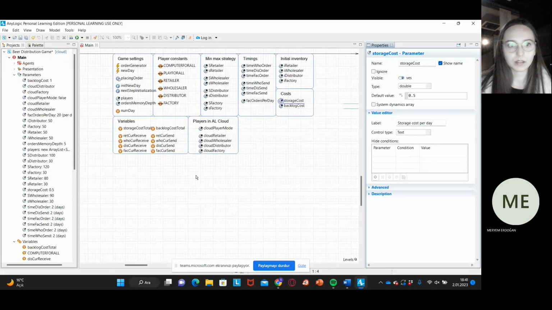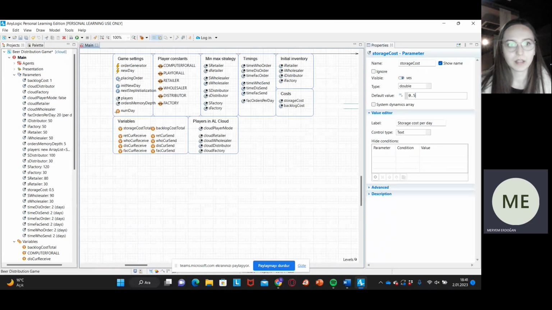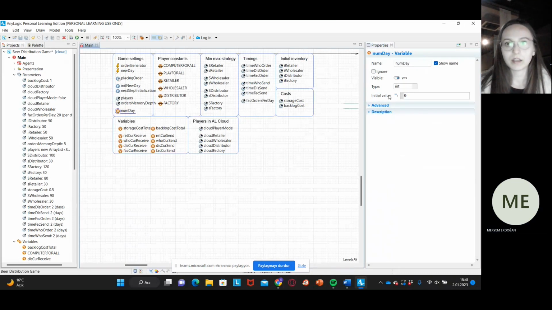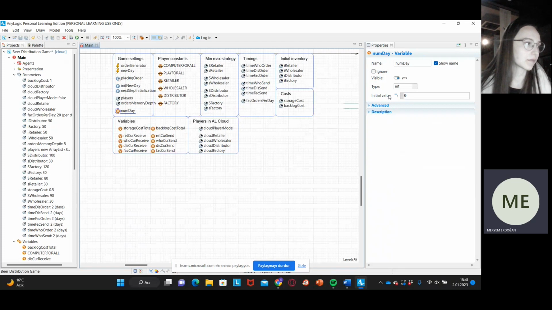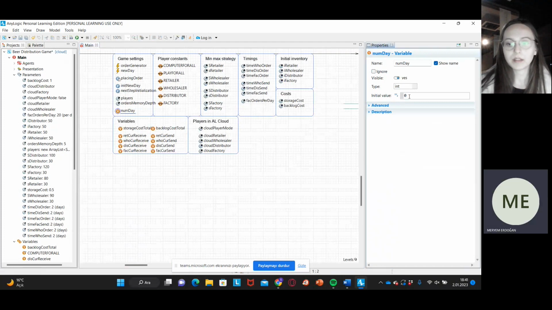The second change which I made is NumDay. This is in the game settings. The type of day number is an integer. Its initial value is 0. Therefore, any initial value between 0 and 1 cannot be entered.